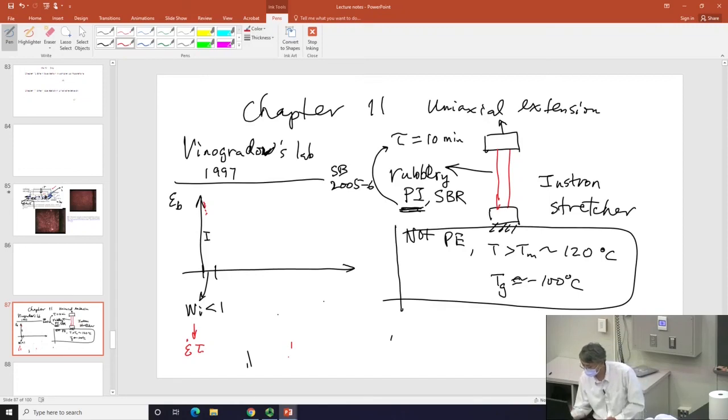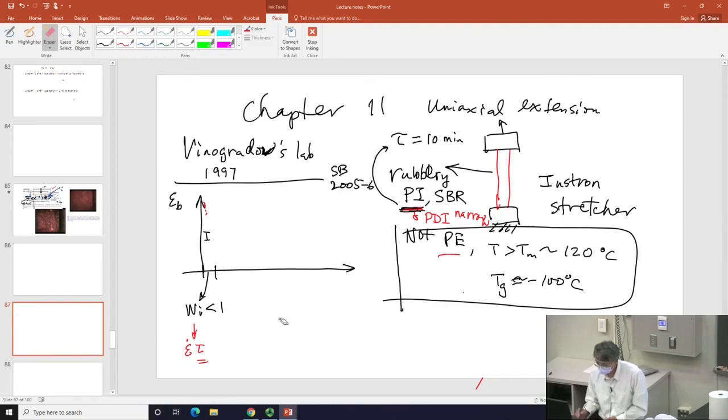Another beauty about playing with rubber is you can make them monodisperse. Polydispersity index can be very narrow, very small, unlike polyethylene. So you can have a better, well-defined tau, for example. Okay, that's just a side point. So as I showed you, in that limit, the sample can stretch a great deal before it breaks.